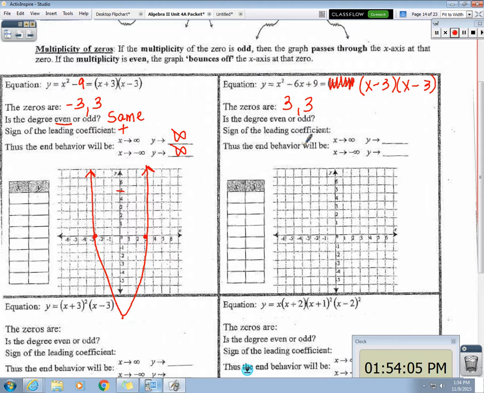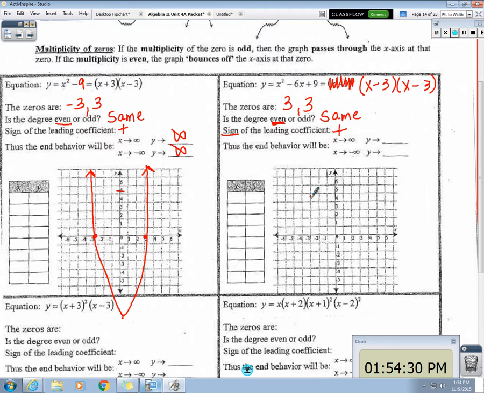Okay, what's the degree? Even, so that tells you what about the graph? They're going to go the same direction. What is the leading coefficient? Positive 1, so positive, because all they want is the sign. All right, so we know that both of them are going to go how on the ends? Up. Okay, because if it's the same, they go the same way. Since it's positive, they both go up.